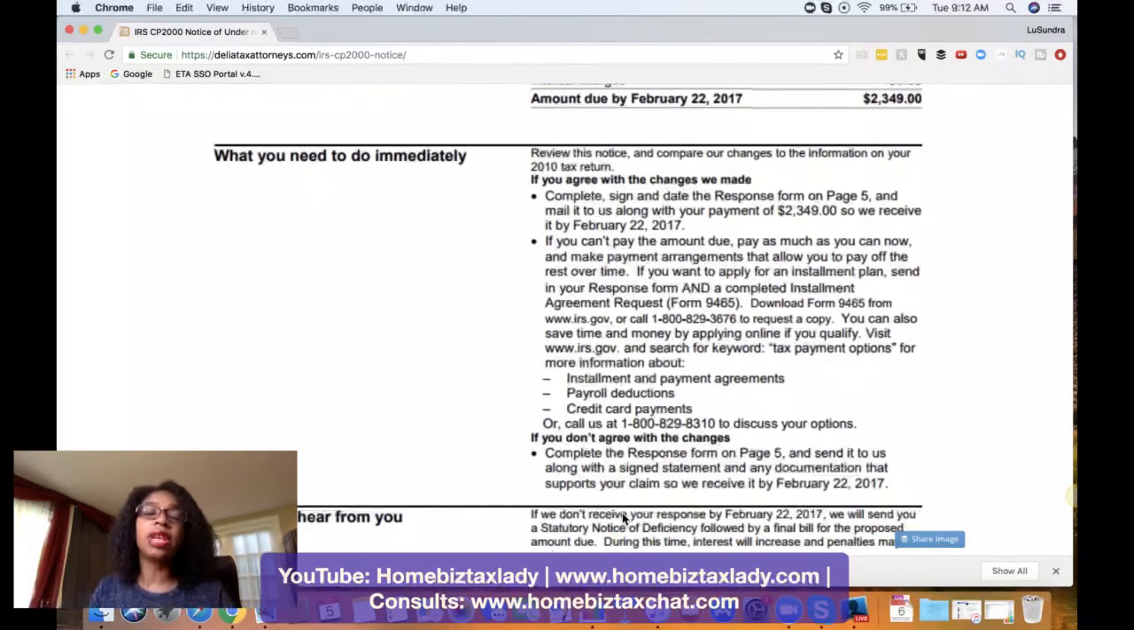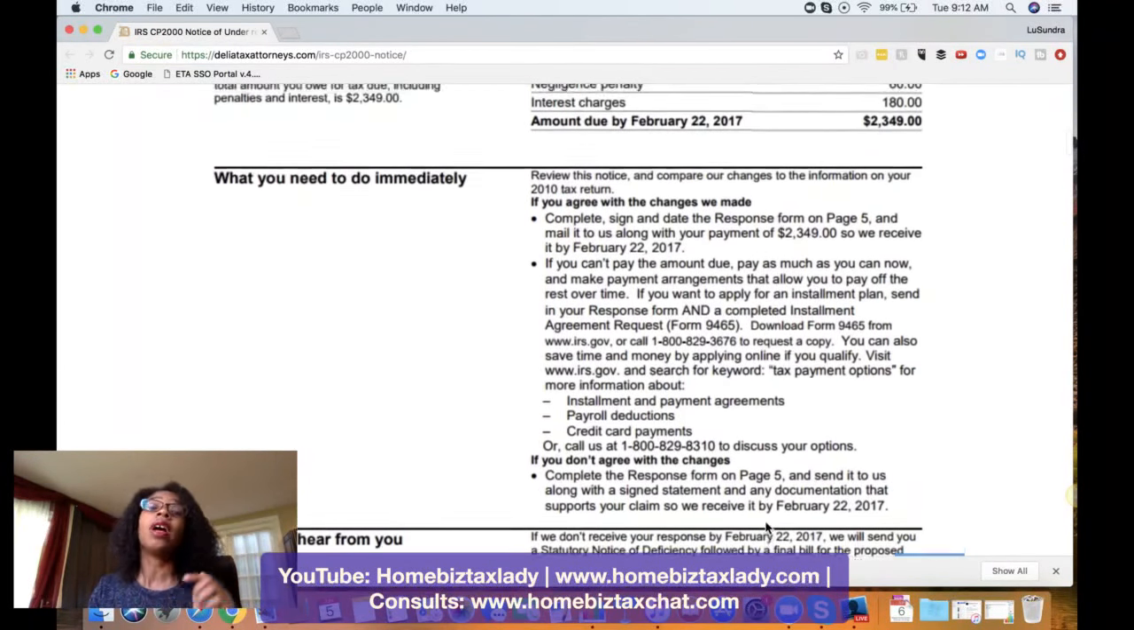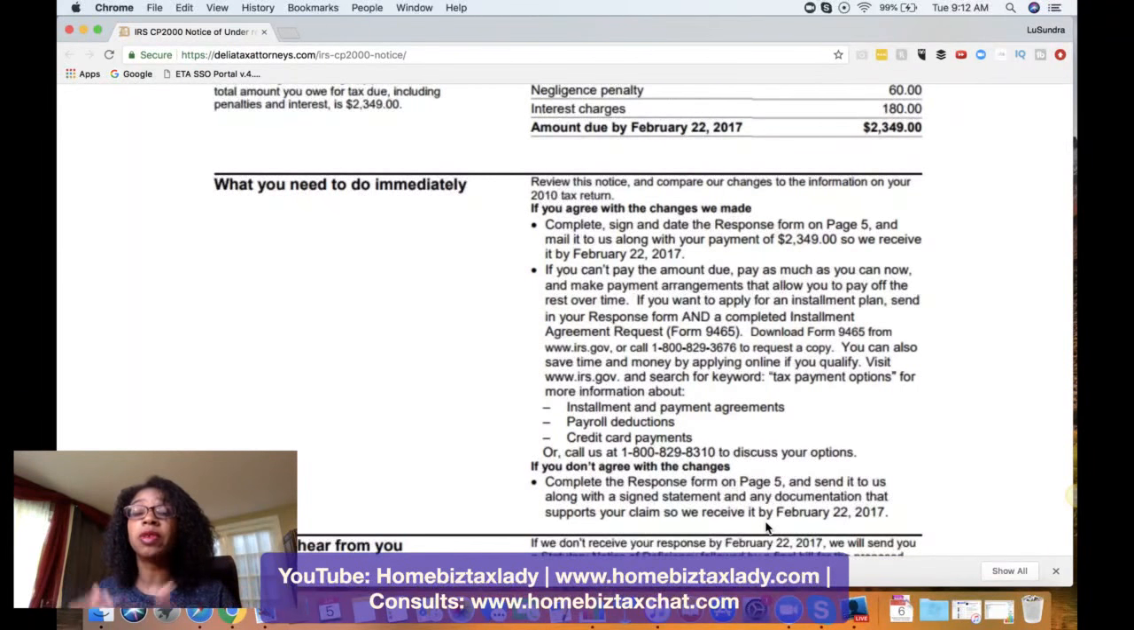All right. So now it also tells you if we don't hear from you, if we don't receive your response by whatever date this is, then we'll send you a statutory notice of deficiency followed by a final bill for the proposed amount due. And it also tells you during this time, interest and penalties may increase. Okay. So that means if they don't hear from you, then they have to take the next step. The 3219 is the next step.